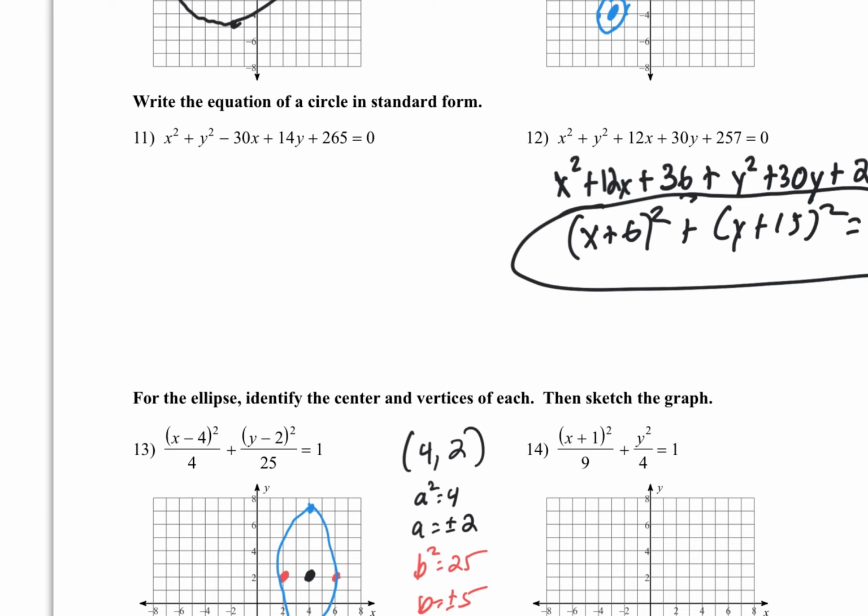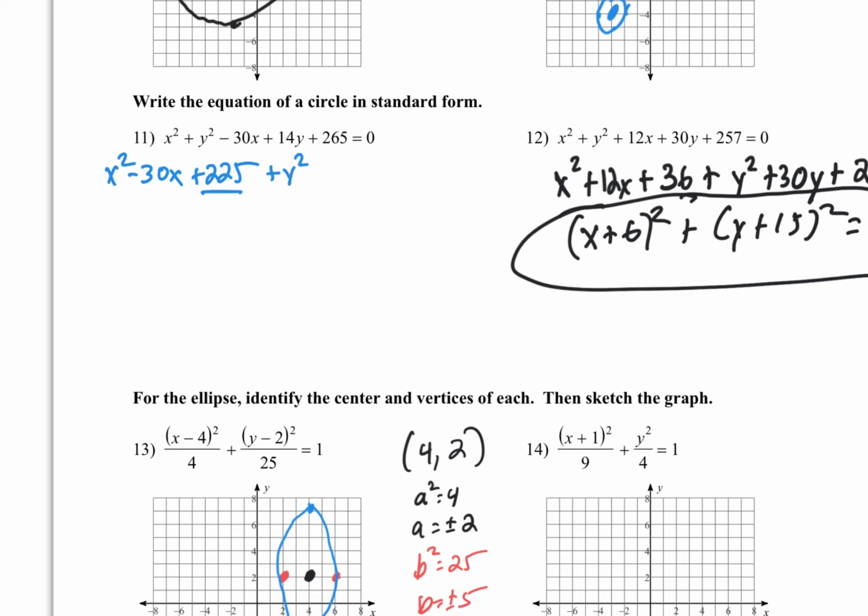So x squared minus 30. Yes. So we rewrite it. X squared minus 30x. Now we're going to complete the square with that. Half of 30, 15 squared, 225. Nice job. So we've completed the x's. Now we go to the y's.